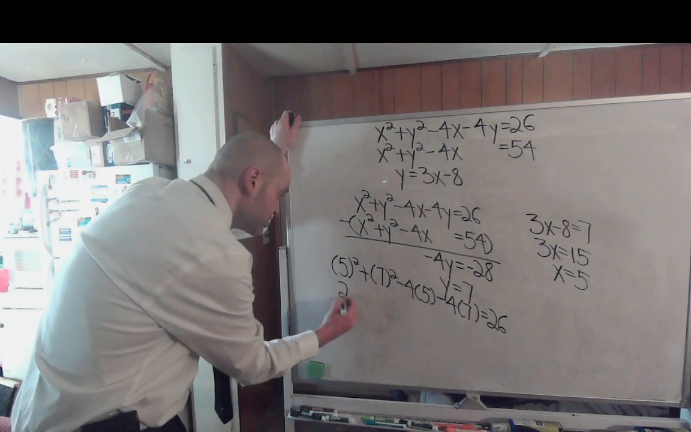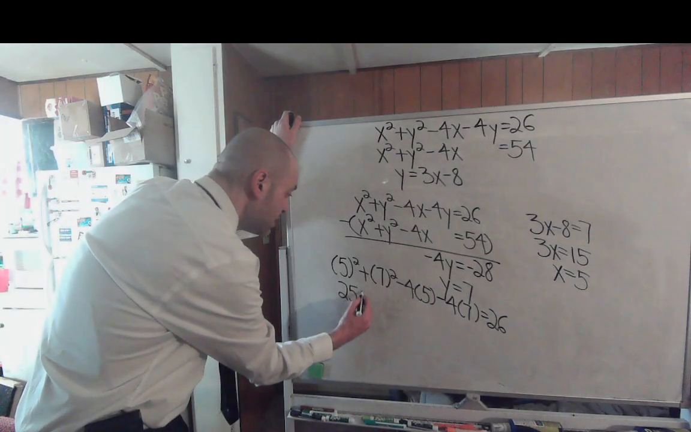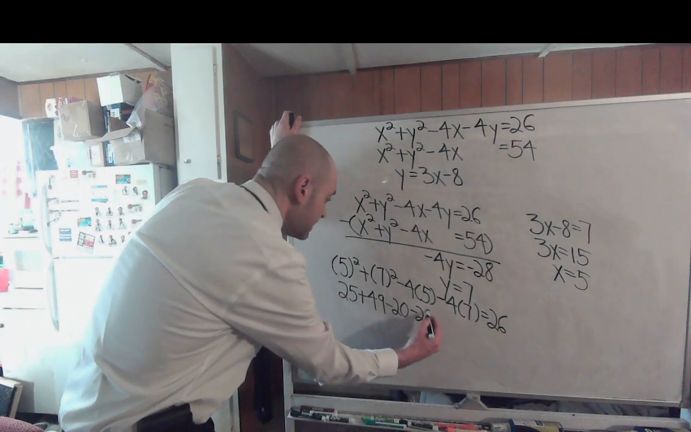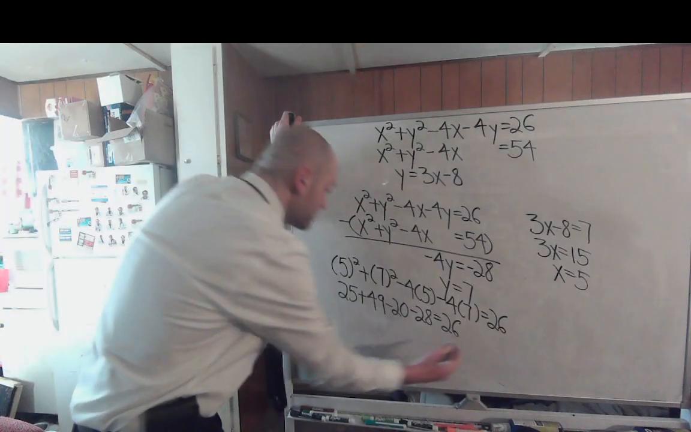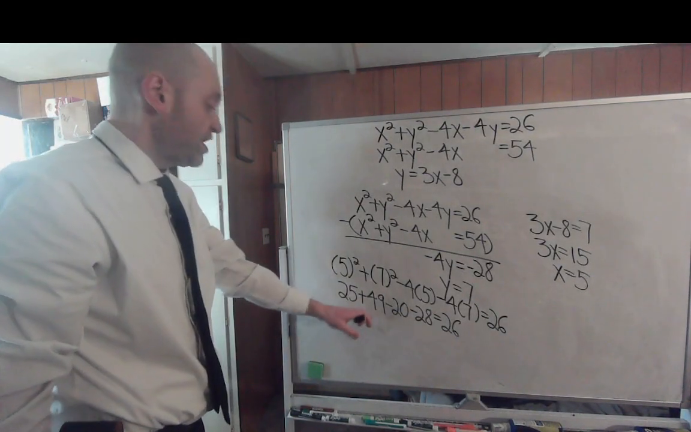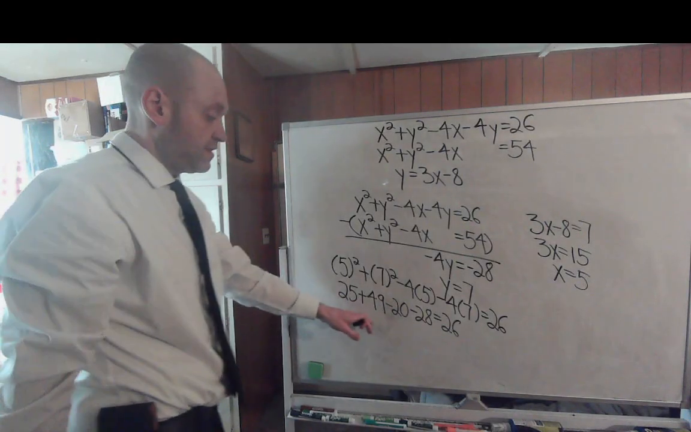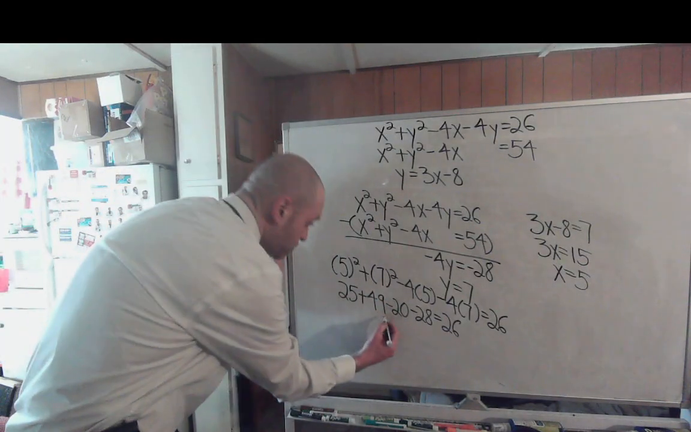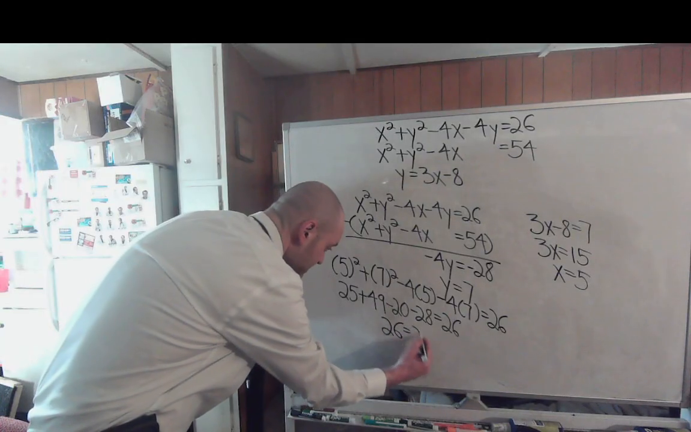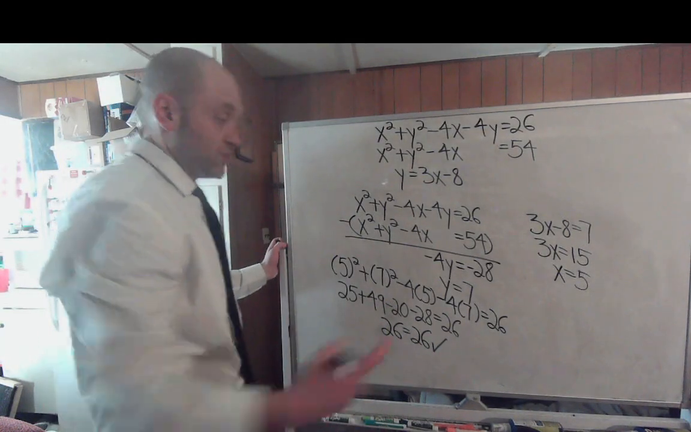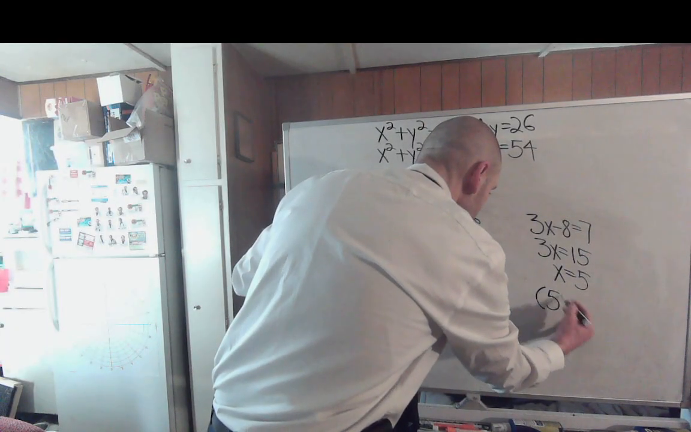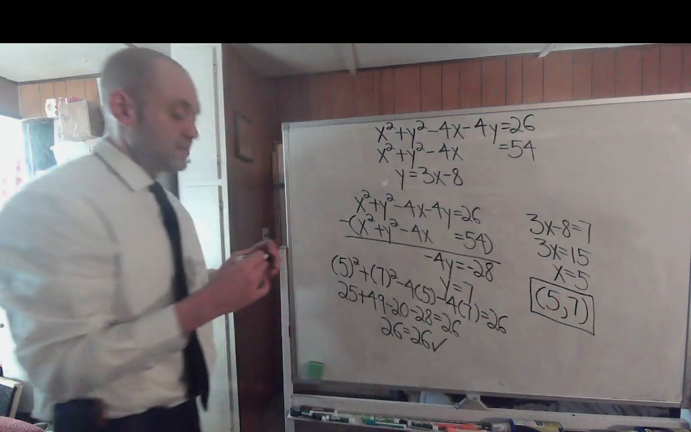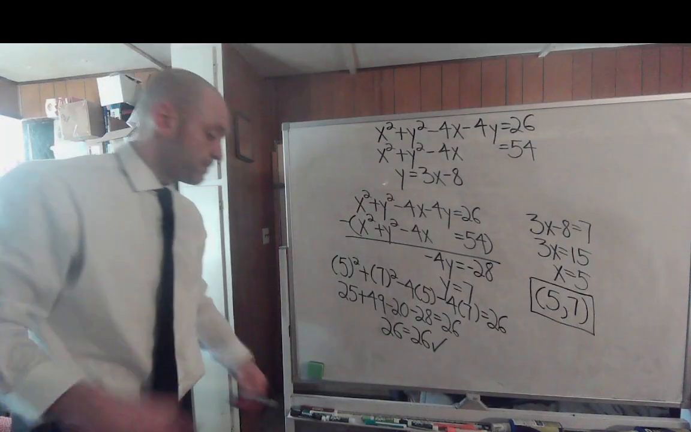So this would end up being 25 plus 49 minus 20 minus 28 equal to 26. All right, so 25 plus 49, that's going to be 74, minus 20 is 54, minus 28 equals 26. So you actually get 26 equals 26. So yes, your ordered pair, that's the solution, is going to be the point (5, 7). So (5, 7) is where all three of these come together.